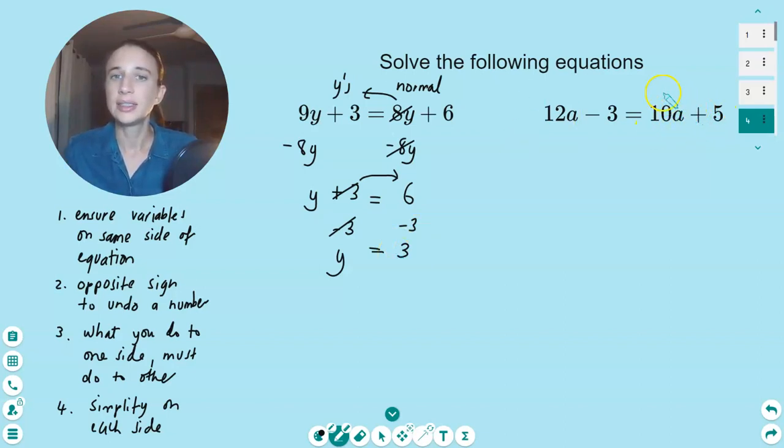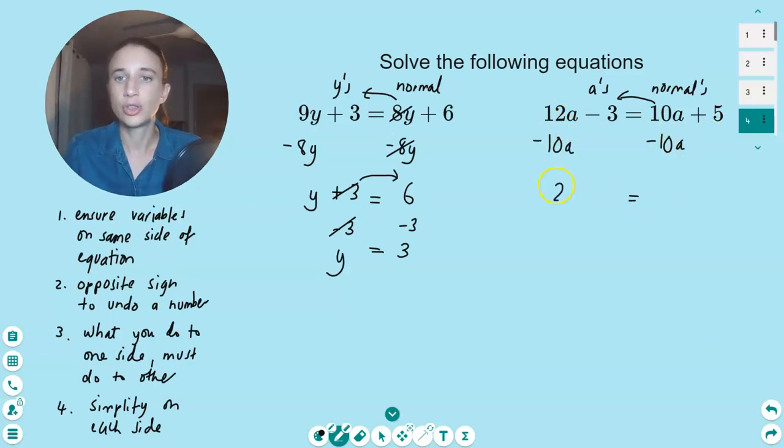Checking it out again. A's on one side, normal's on the other side. Let's get that 10a over to the other side. There's an invisible plus there, so we've got to take away 10a. Take away 10a. 12 take 10 is 2a. Take 3. We're simplifying, like I said.